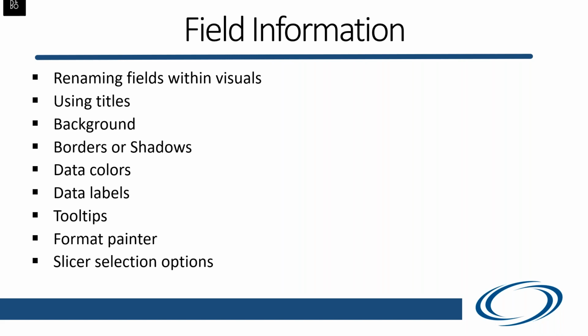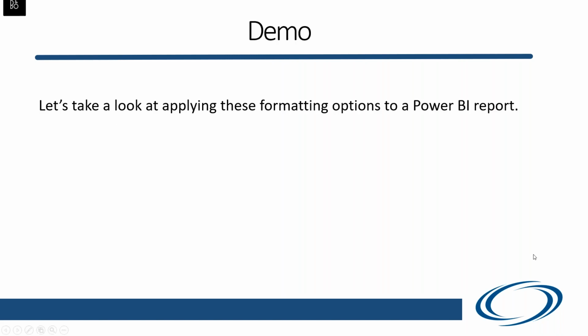So here I've listed the different things that we're going to be looking at from the formatting. We're going to be renaming fields. We're going to use titles and look at backgrounds and borders. We're going to look at the data, information, some tooltips, the format painter, and then one thing that we are going to look at specifically are your slicer selection options. So slicers are your filters that you can use to make an interactive filter experience within Power BI, and we're going to take a look at those options. So without further ado, let's go ahead and get into the demo.